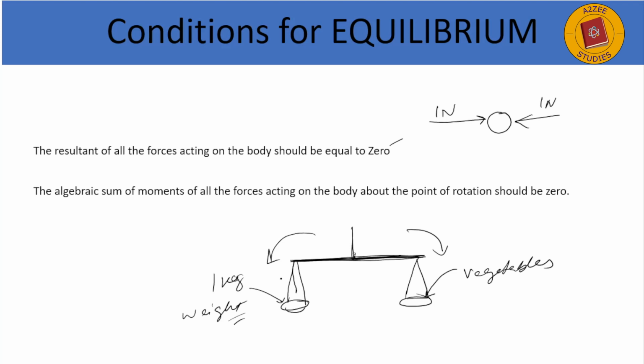It is neither moving this way, nor moving this way. This is the state where the sum of the moments of all the forces acting on the body about the point of rotation, this is the point of rotation, is 0. Right.